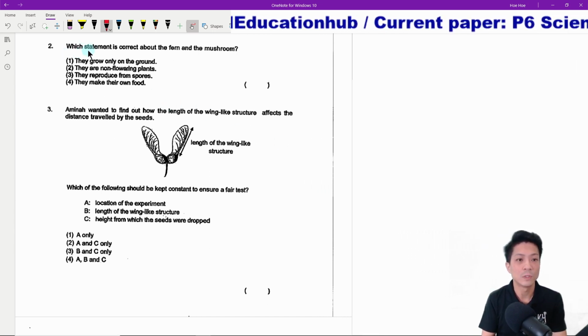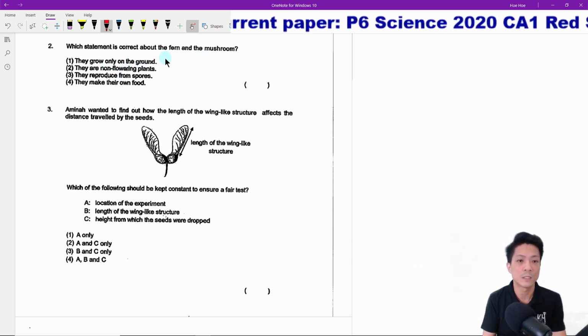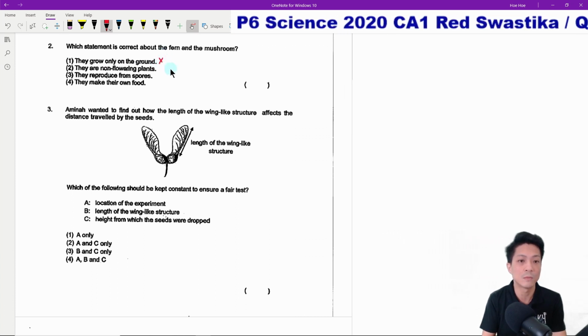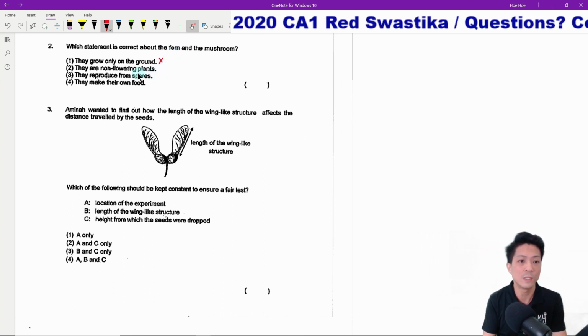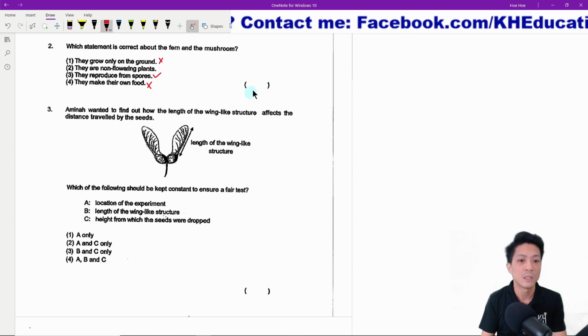Okay, question 2. Which statement is correct about the fern and the mushroom? They grow only on ground. This is wrong because there are mushrooms that grow on trees. Okay, and also bird's nest ferns, they also grow on trees. They are non-flowering plants. Not sure about ferns. They reproduce from spores. Yep, probably. And they make their own food. No, definitely not. Okay, so I will choose number 3.